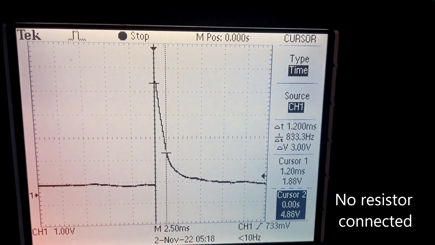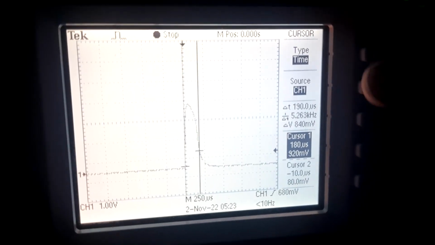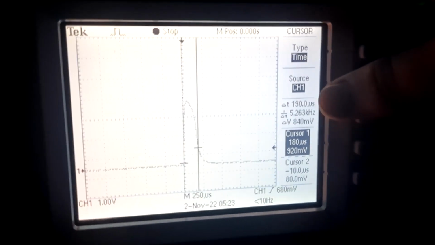For part 4 of part A, we're going to take our photodiode and a strobe light, and see what the rise time is, and then also connect it to a 47 ohm resistor and calculate the rise time after that. With the resistor, we got 190 microseconds, which is much smaller.